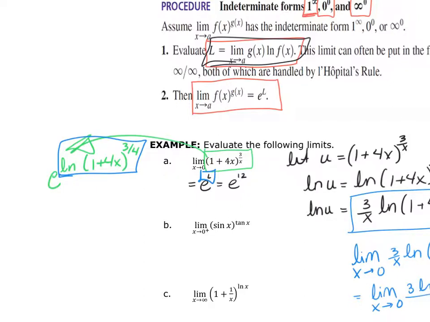Okay, do you all want to try B or C, or do you want me to do another one before you try this? What do you want to do? You want to just jump in and try this? Or do you want to have me do another one?